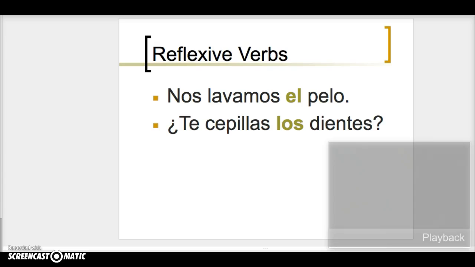So, por ejemplo, we have nos lavamos el pelo, we're washing, and they would say the hair, but we know it's our hair. For example, the other example here is te cepillas los dientes. The direct translation is, are you brushing the teeth? That's not what we say in English, but again, what's implied is, are you brushing your teeth? But in Spanish, notice that they're using el and los, not like nuestra or tus. It's a little different.